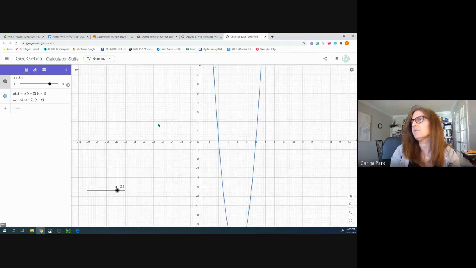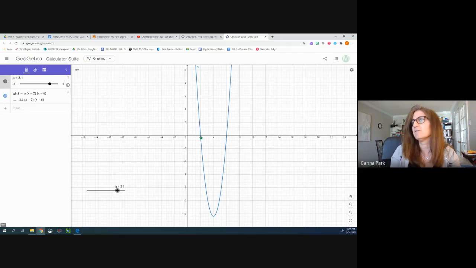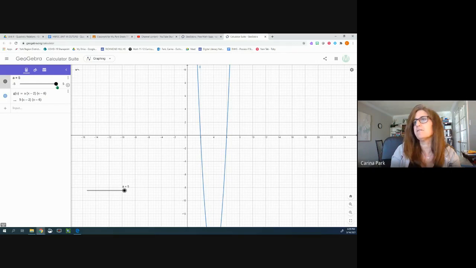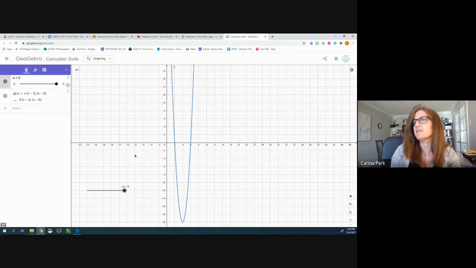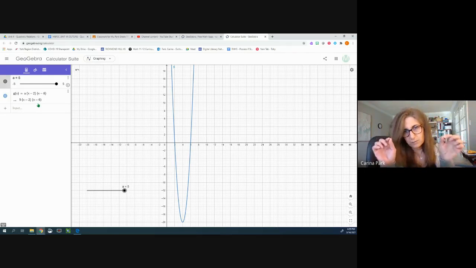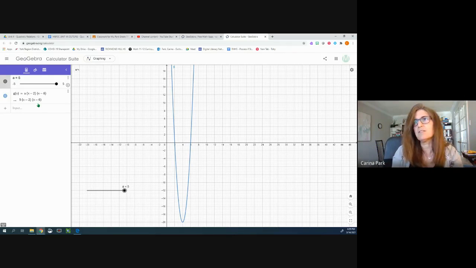But what do you notice about those roots, the 2 and the 6? They haven't changed. So regardless of what I multiply the whole thing by, those roots are not going to change. All right, let's make A 5. Now the parabola is really, really skinny, but the roots are the same. As long as the factors are x minus 2 and x minus 6, those two roots, those x-intercepts, will still be 2 and 6.